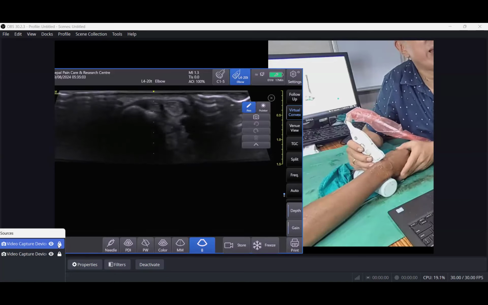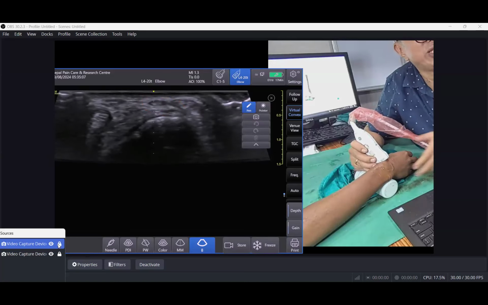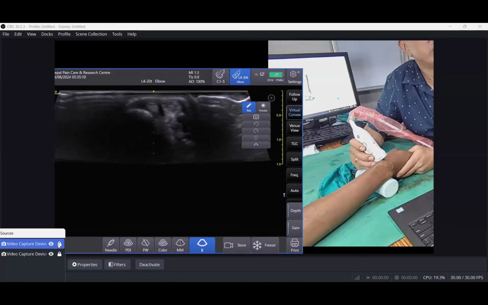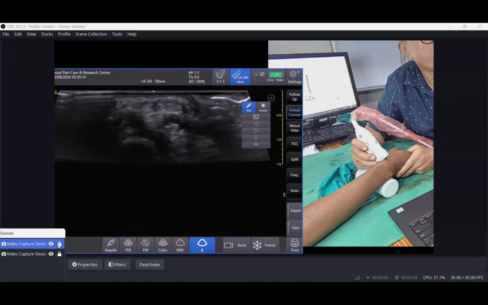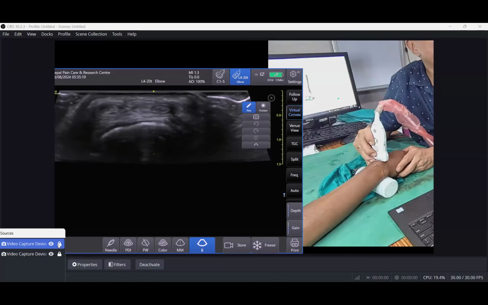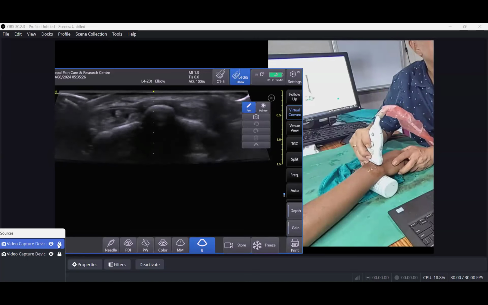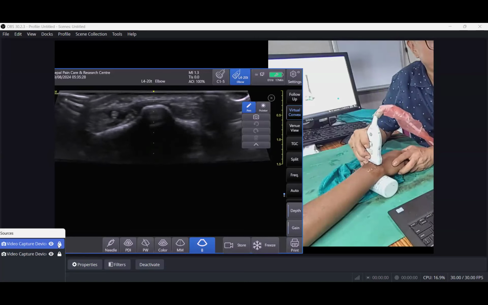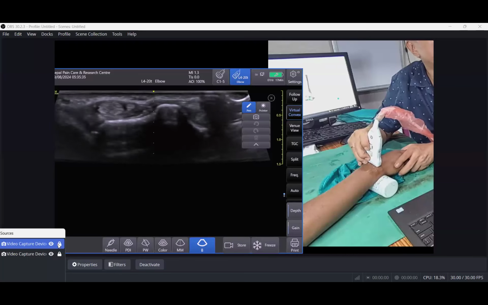Here you can have tenosynovitis of compartment number 1, known as de Quervain tenosynovitis. Let's go back again. From compartment number 1, if I glide my probe more to the ulnar side, you will get the second compartment, that is extensor carpi radialis longus and brevis. If I go more medially, there comes the Lister's tubercle. This basically divides compartment number 2 and 3.